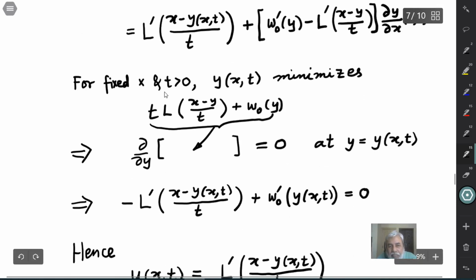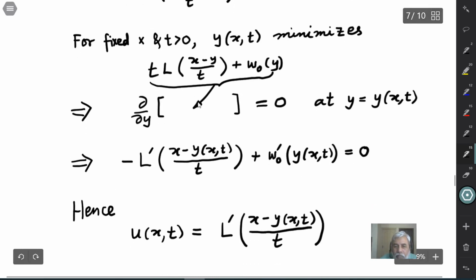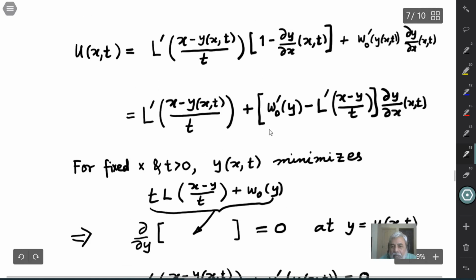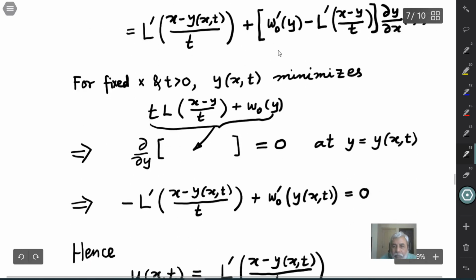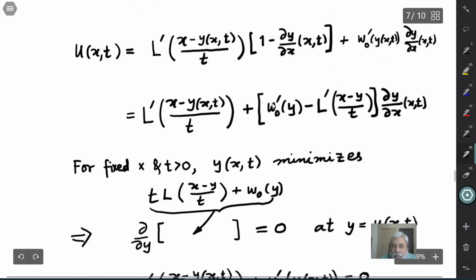For fixed x and t positive, this y(x,t) minimizes this functional. So by elementary calculus, the derivative with respect to y must be 0 at y equal to y(x,t). Now you perform this derivative and plug in y equal to y(x,t). What we get is minus L prime of (x - y(x,t))/t plus W0 prime of y(x,t) equal to 0. And this is precisely the term in the bracket here. So that term in the bracket vanishes.